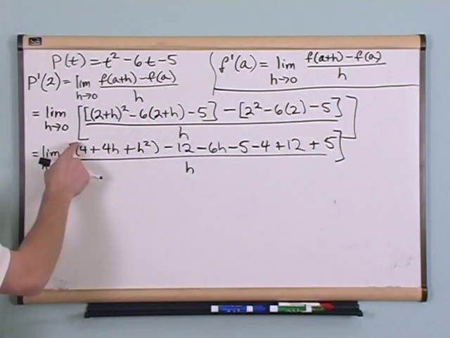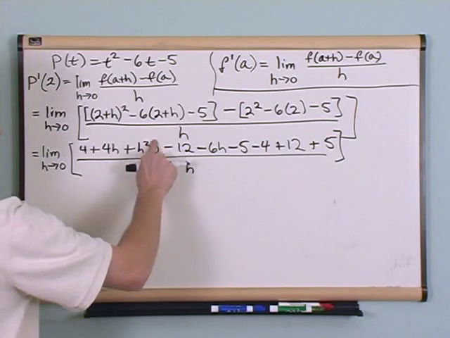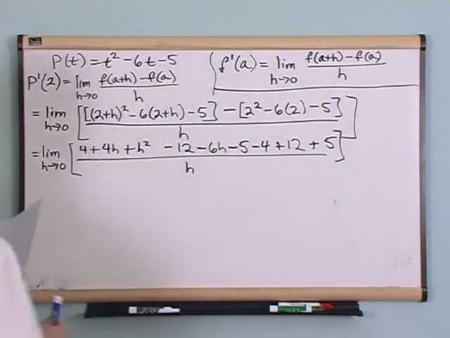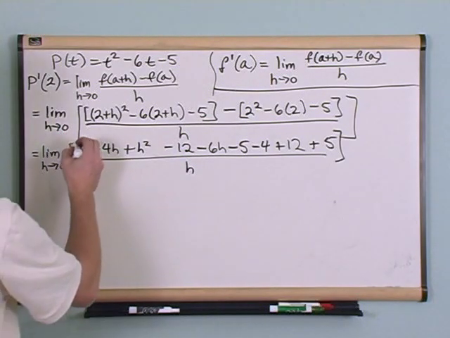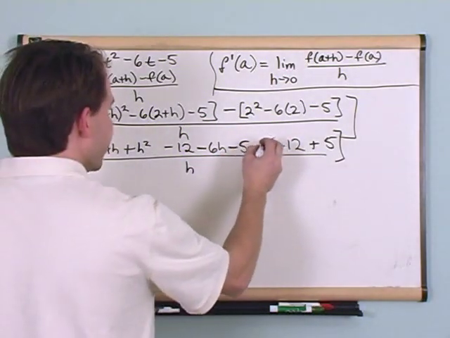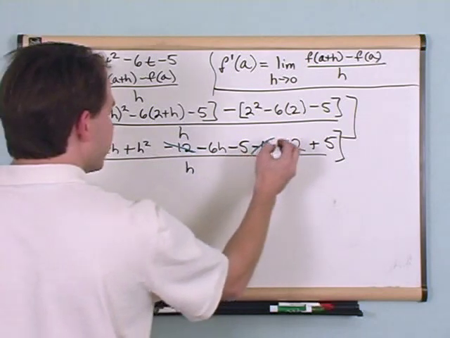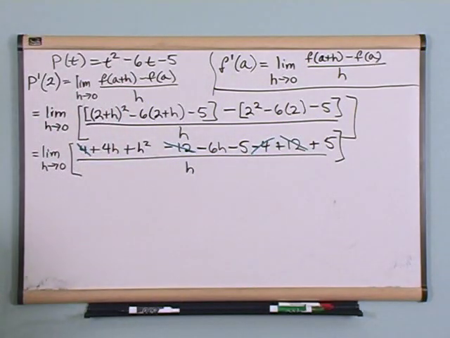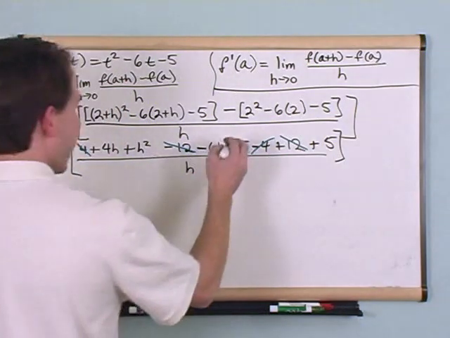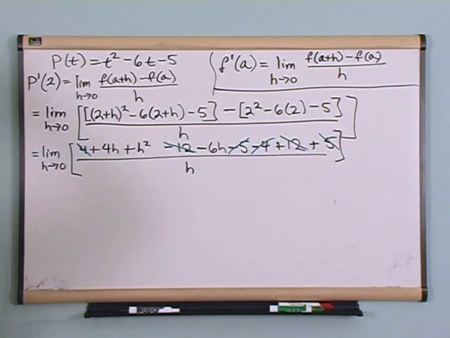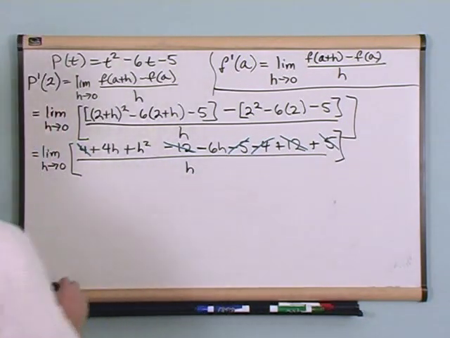Now I had these parentheses here, but I can remove them now because I'm just adding a bunch of terms together. And I can see right away that this 4 is going to cancel out with this negative 4. They're going to subtract out and give me 0. And this 12 is going to subtract out with this 12. And this 5 is going to cancel out with that 5. Okay? And so those all go away. So this suddenly looks not too bad.